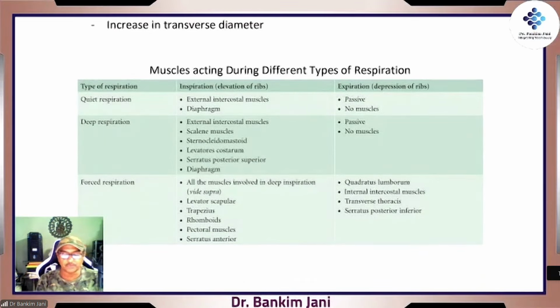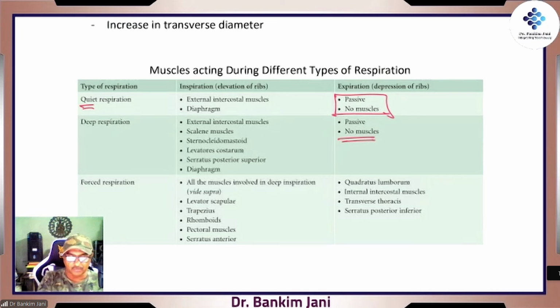So these are the muscles which will be acting, and the point to understand is this. That is for quiet respiration, and in quiet respiration the expiration is passive, no muscles are used. Deep respiration: over here, expiration again uses no muscles. Even if you take deep breaths, the expiration is normal. But when there is forced respiration, you want to breathe out forcibly, then muscles are to be used.